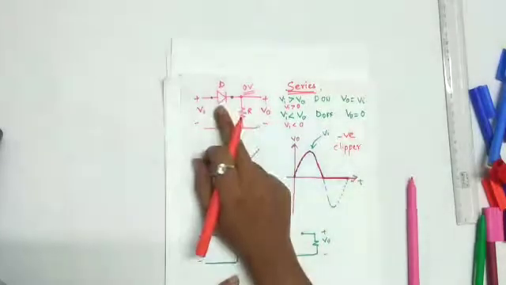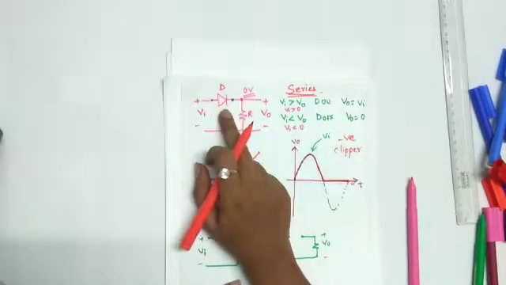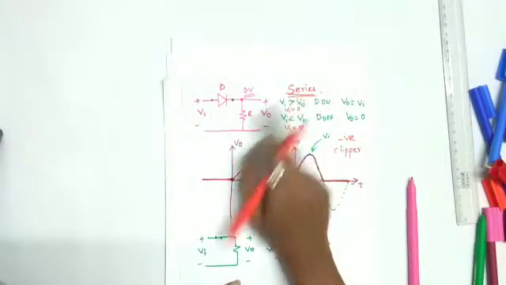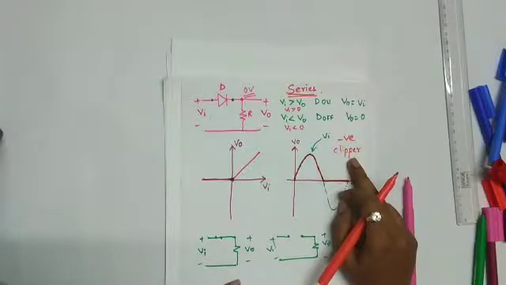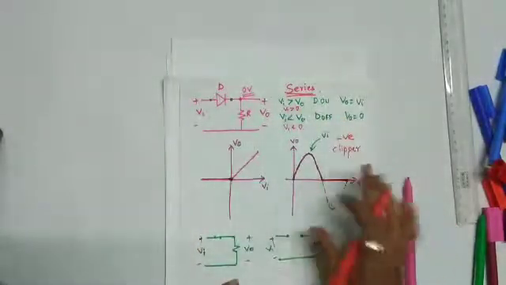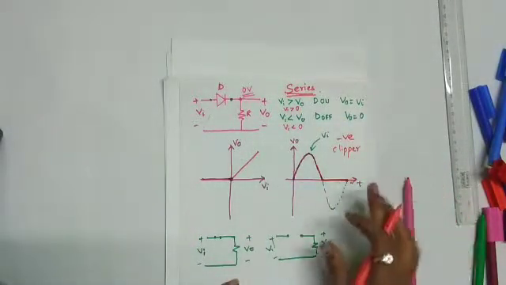Here you have connected the diode in series, so it is called a series clipper, and also the negative peak is clipped, so it is called a negative peak clipper. So it is called a series negative peak clipper.